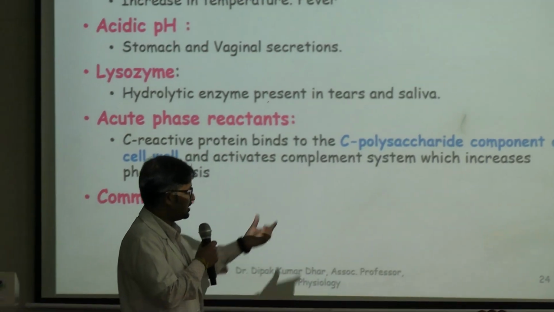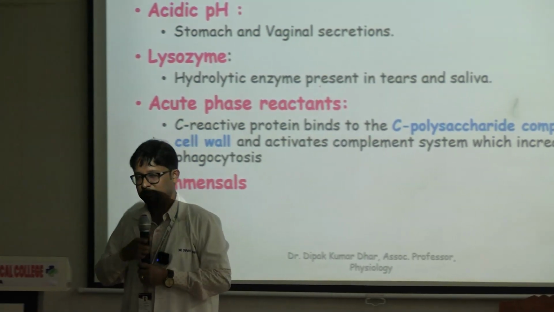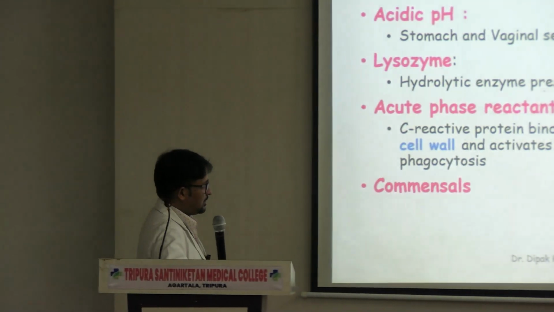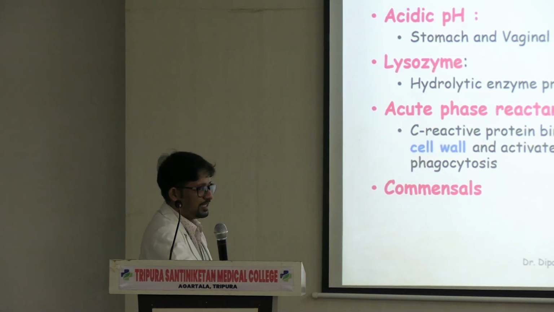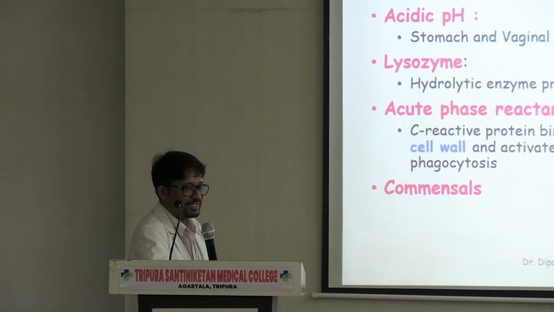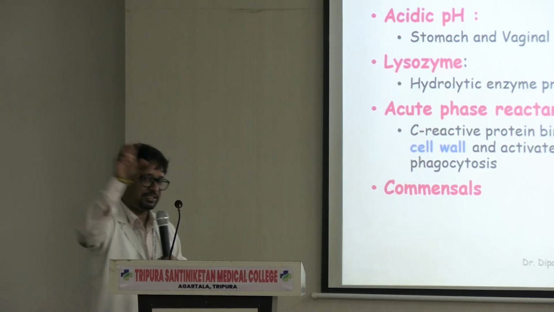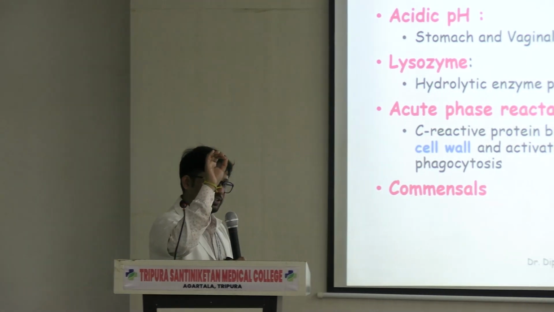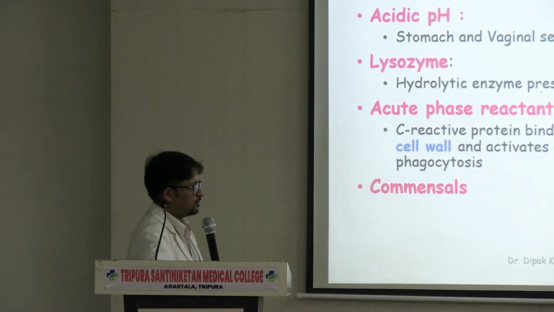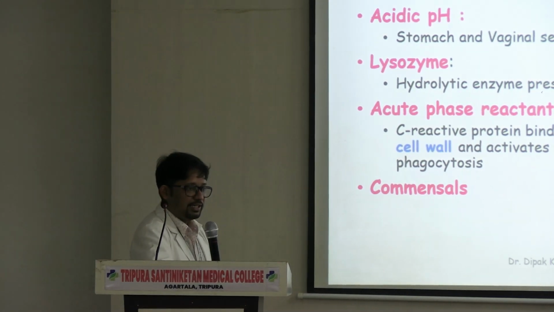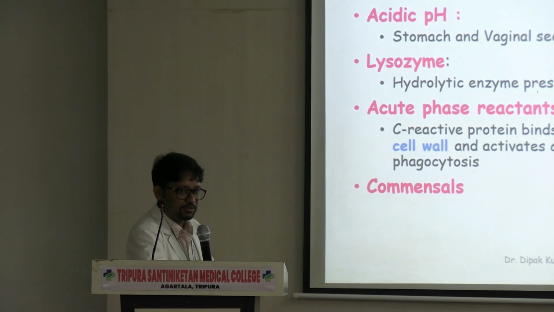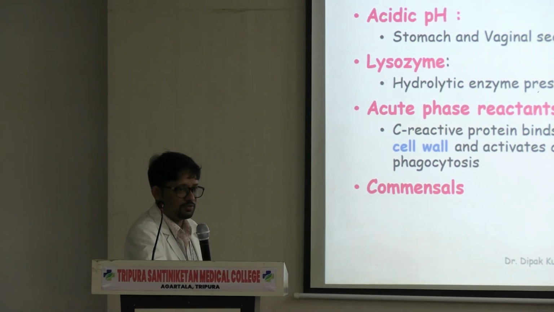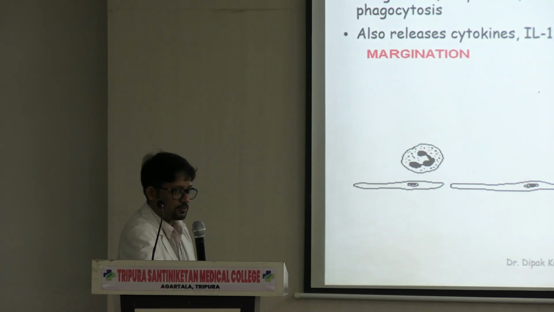CRP comes from the C polysaccharide component of the bacteria. So this protein can bind to the C polysaccharide component of the cell wall and activate the complement system. Hence the name C reactive protein. So you will invariably come across CRP in the blood reports or investigation reports of any patient who is suffering from infection. This is a very commonly advised investigation. Commensals, I have already talked about this.